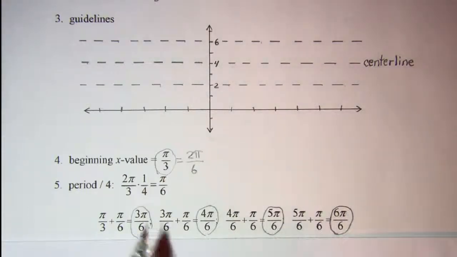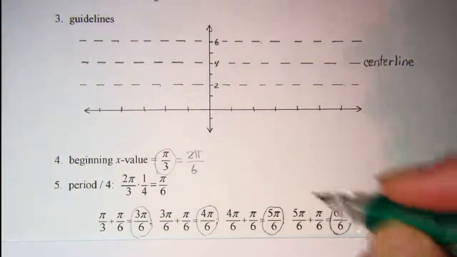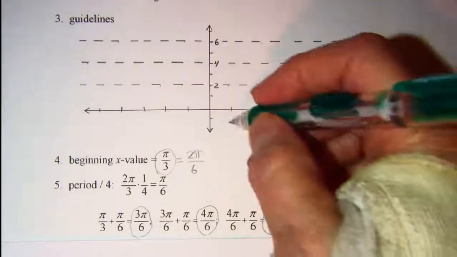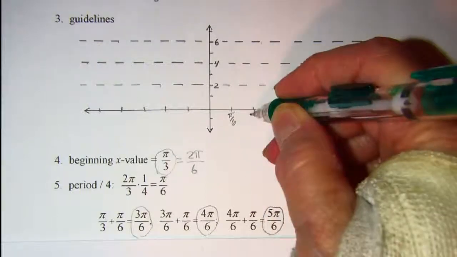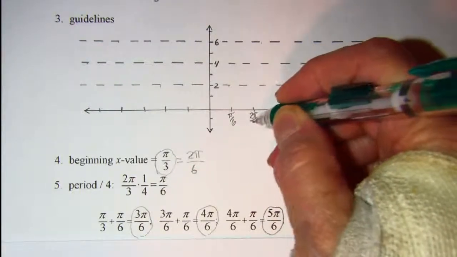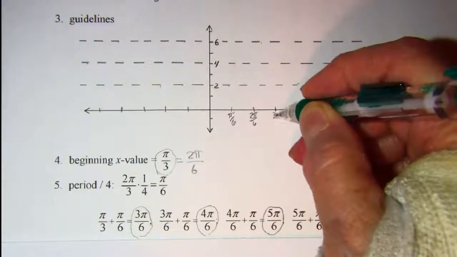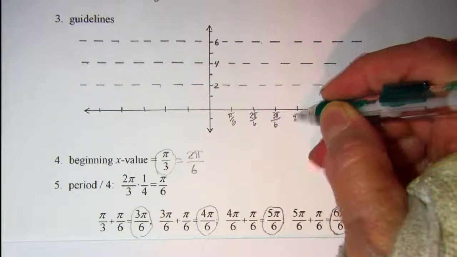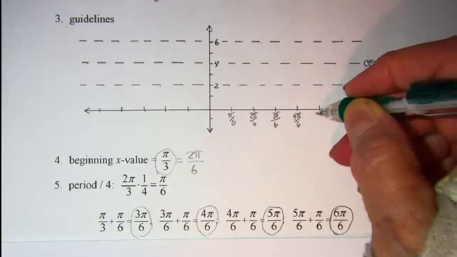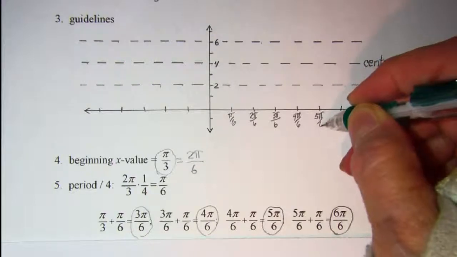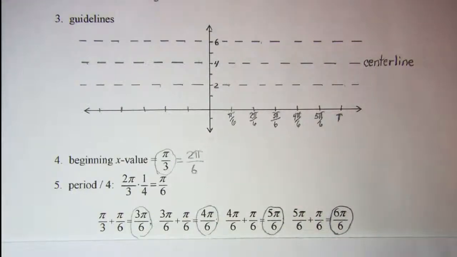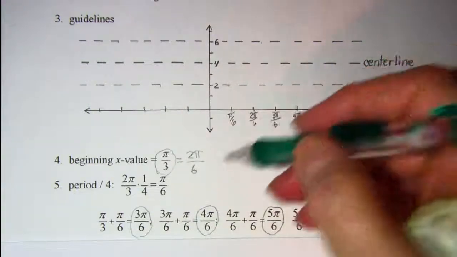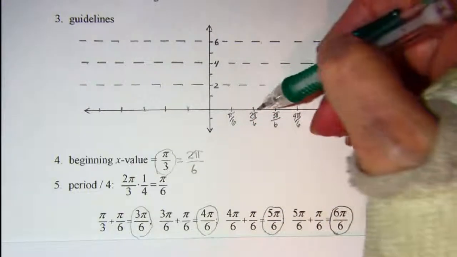So it looks like if I make all of my x notches sixths, I'll be able to do this pretty accurately. So I'm going to label this as pi over 6, and then 2 pi over 6, 3 pi over 6, and so forth. 6 pi over 6 is the same as pi, so I can just leave that. Alright, so my starting x value is 2 pi over 6, so that's right here.